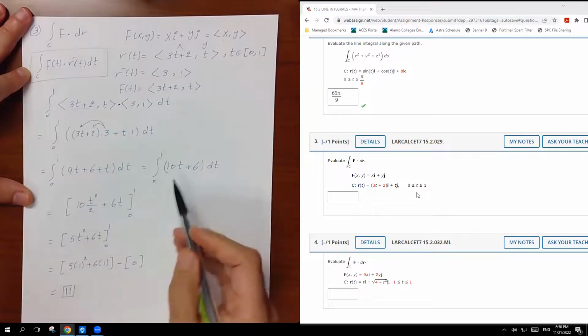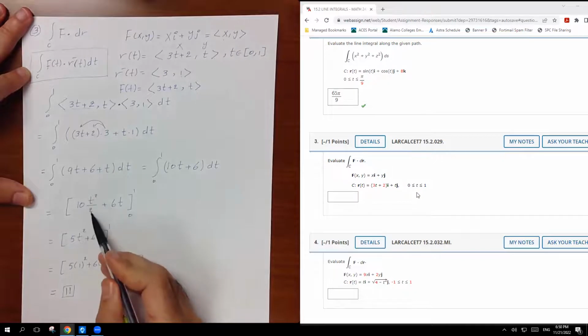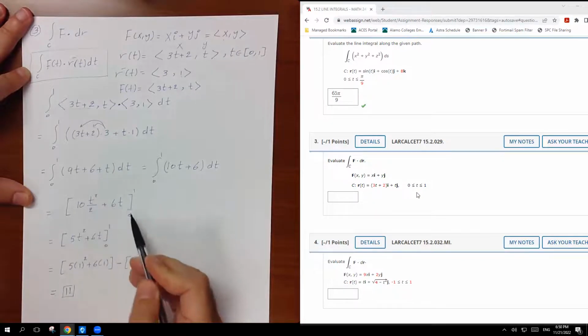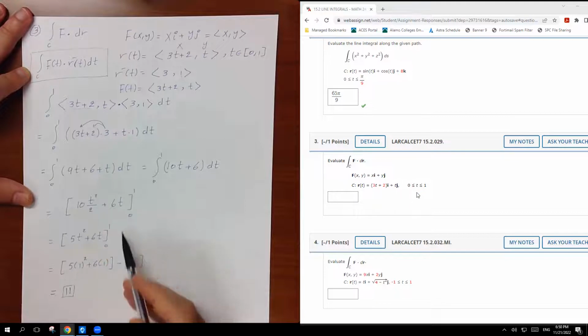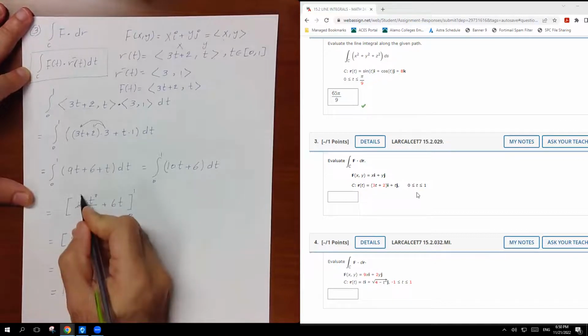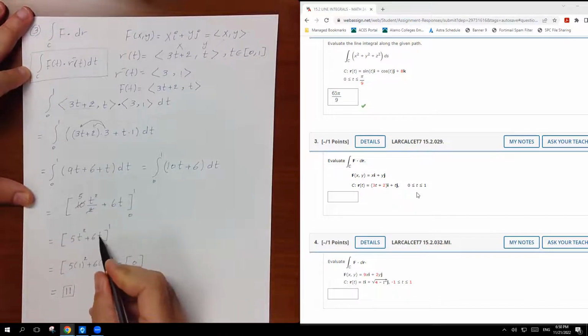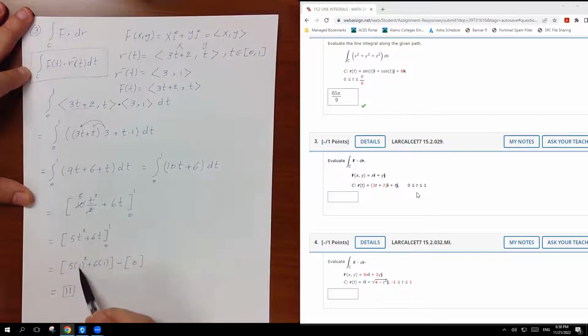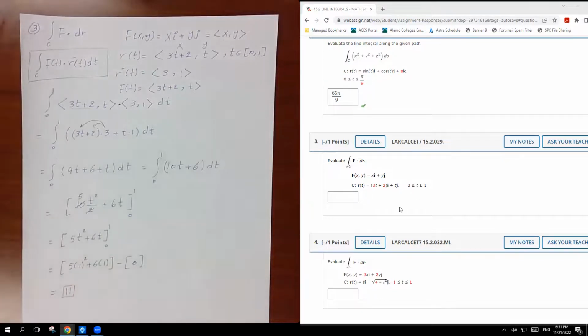Now do the integral: it's going to be 10 t squared over 2 plus 6t from 0 to 1. I simplified this one here. It's going to be 5t squared plus 6t. Plug in the 1: 5 times 1 squared plus 6 times 1, minus 0. So it's going to be 5 plus 6, which is 11. So the solution for this one is going to be 11.